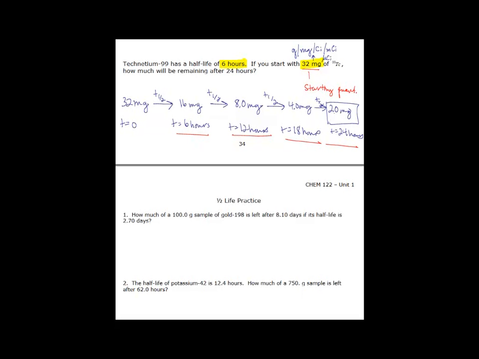Now always check your significant figures. Our starting quantity had 2 sig figs, and our answer should have 2 sig figs. Make sure you report the right units as well.